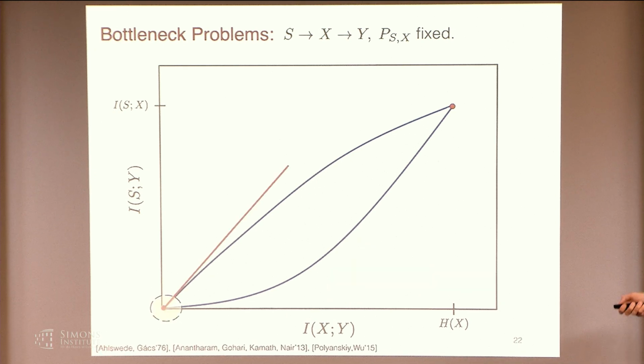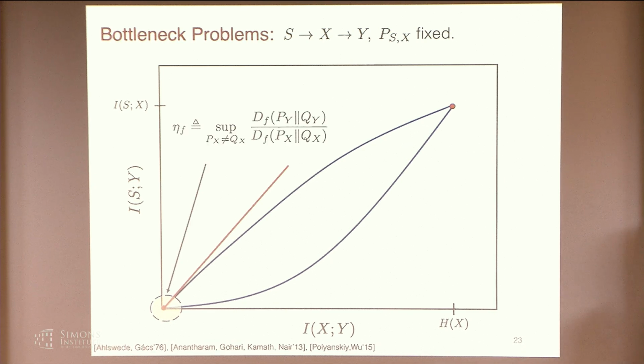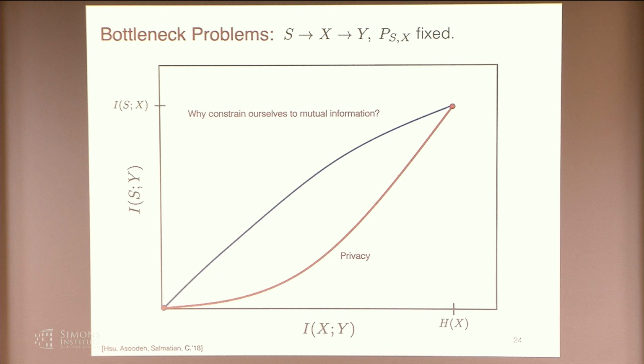Another thing that's interesting is the derivative of this region right around the origin. The derivative of this curve, of this upper bound at the origin, is related to something called contraction coefficients. And contraction coefficients are connected to strong data processing inequalities, in this case for KL divergence. What we're going to be interested in, in the context of privacy, is the lower boundary here, because this lower boundary gives you the privacy-utility trade-off in the context of mutual information.